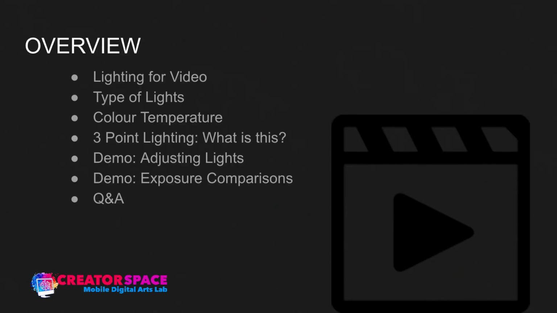So here's an overview. We will start with lighting for video, types of lights, and then we'll look at color temperature and 3-point lighting, what is this? Then we'll do a demo, looking at adjusting the lights and exposure comparisons, because that's important as we look at lighting as well. Following that, we'll have a brief Q&A. We're looking at about 40 minutes, and we'll have about 5 minutes for Q&A.